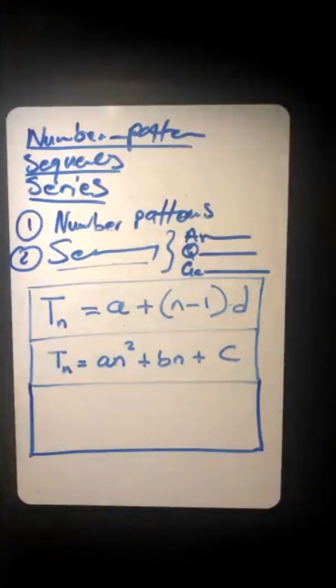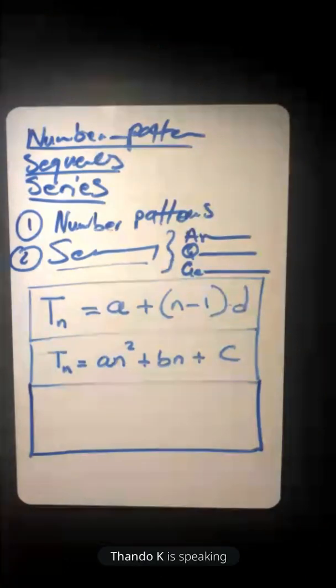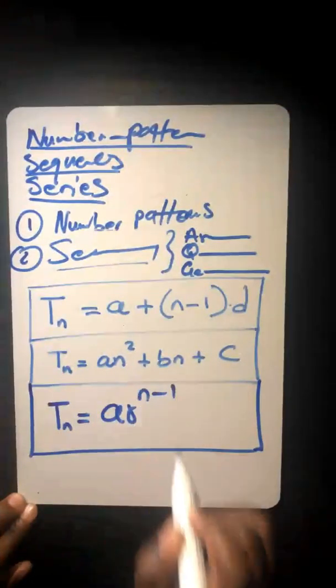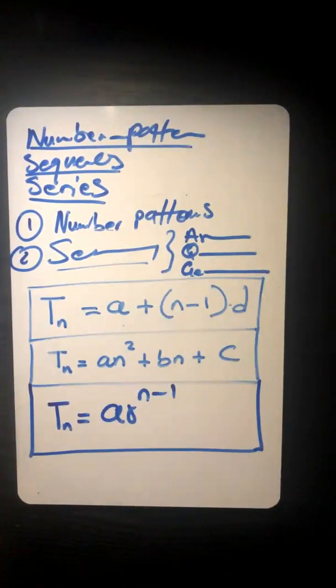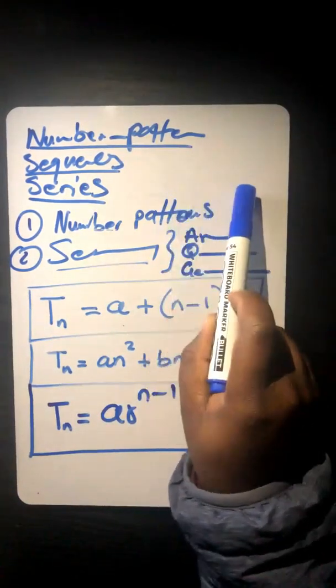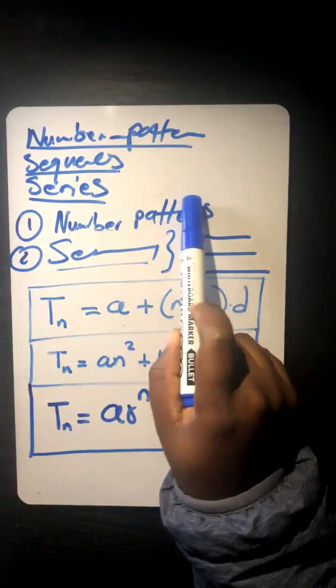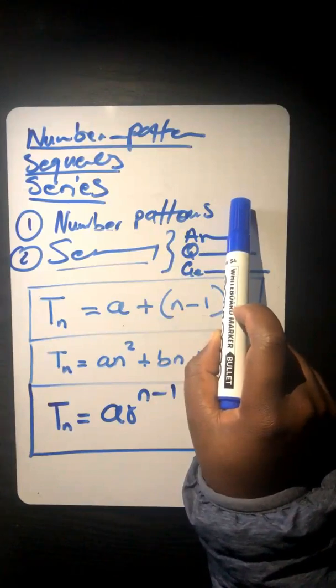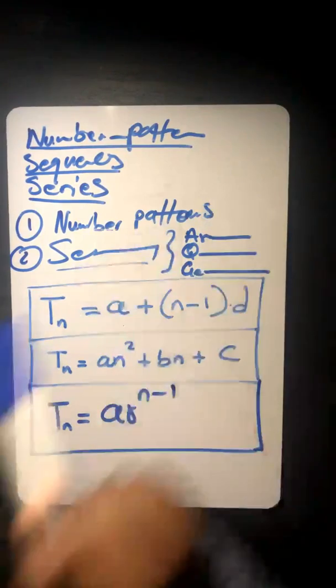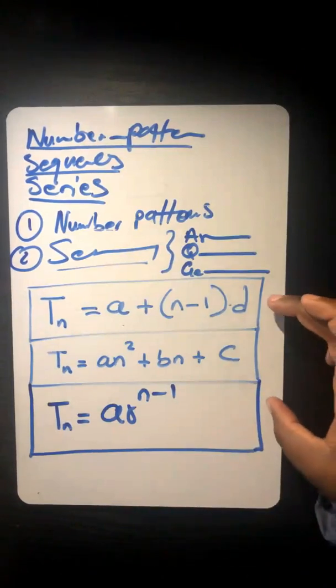Ladies and gentlemen, we've got what we call a geometric sequence. So this is how you notice a geometric sequence: a r to the exponent n minus 1. So just like I've explained to you guys, this is how you notice a quadratic equation. This is how you notice a linear equation. Sorry, this is how you notice a quadratic inequality. This is how you notice a linear inequality. The same type of approach can still be applied to these sequences.